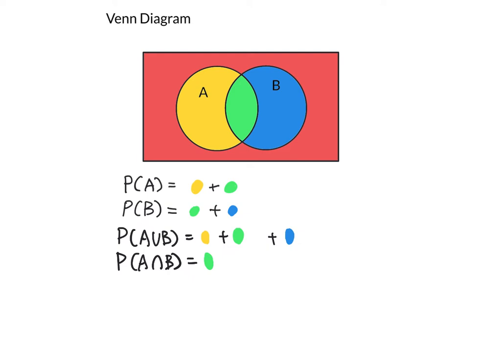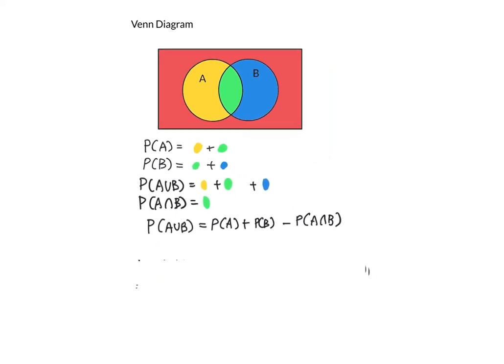So in this case, we know that the probability of A union B equals the probability of A plus the probability of B, and then minus the probability of A intersection B. So this is the very basic concept for probability.